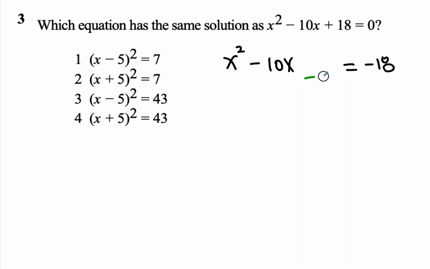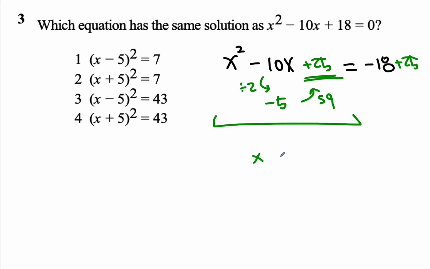Now, what do I need here to complete the square? I'm going to divide this number by 2, which becomes negative 5. And then I'm going to square that. And that's the value I need in order to complete the square, which is 25. So I have to add 25 to both sides. Then the first 3 terms here become (x − 5)². And on my right side, I have 7 left. So therefore, our final answer should be choice 1.